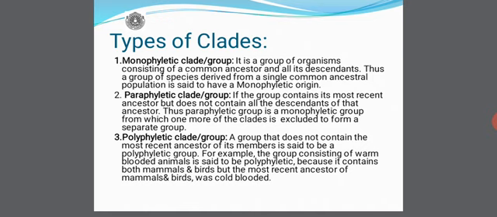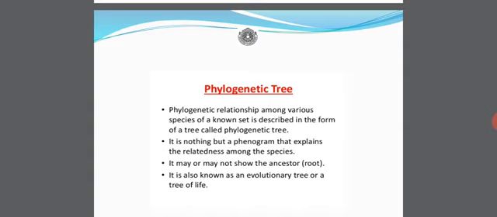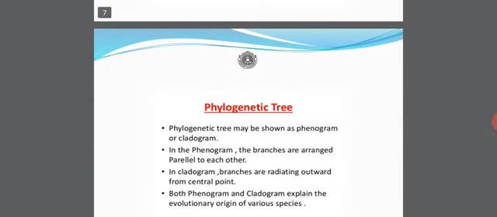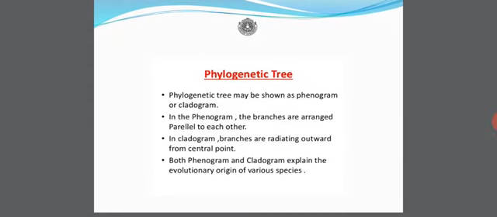Coming to the phylogenetic tree. The phylogenetic relationship among various species of a known set is described in the form of a tree called a phylogenetic tree. It is nothing but a phenogram that explains the relatedness among the species. It may or may not show the ancestor, that is the root. It is also known as an evolutionary tree or a tree of life because it clearly reveals the phylogenetic relationships or the evolutionary relationships between the groups of living organisms.